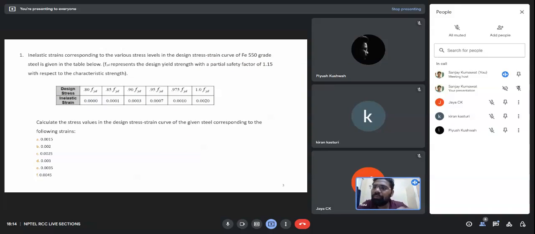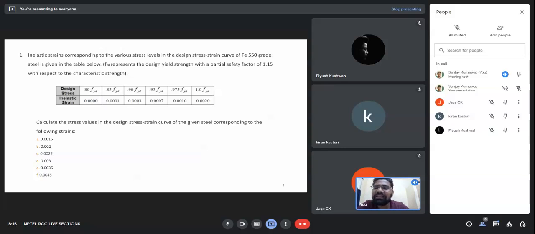Okay, so we have this problem over here. Let me read out the problem first. Inelastic strains corresponding to the various stress levels in the design stress strain curve of Fe 550 grade steel are given in the table below. FYD represents the design yield strength with partial factor of safety 1.15 with respect to the characteristic strength. So these are the inelastic strains. I already told you we cannot find the inelastic strain directly, but the inelastic strain given over here is found through experiment. So these are the inelastic strains for various design yield strengths of Fe 550 bar.